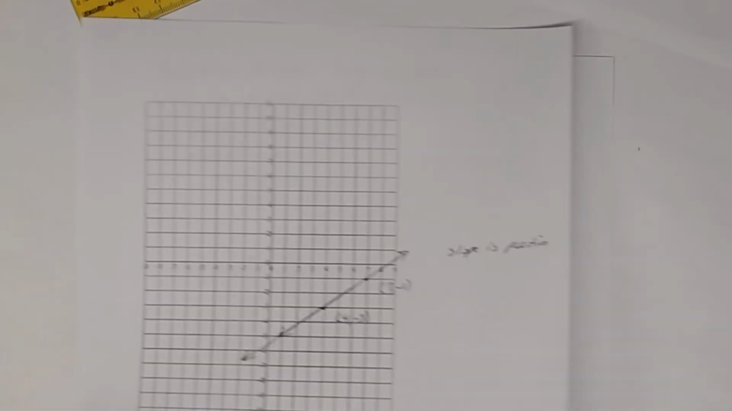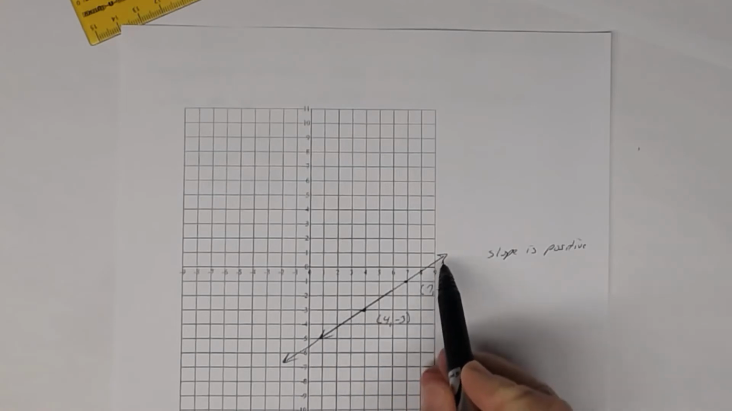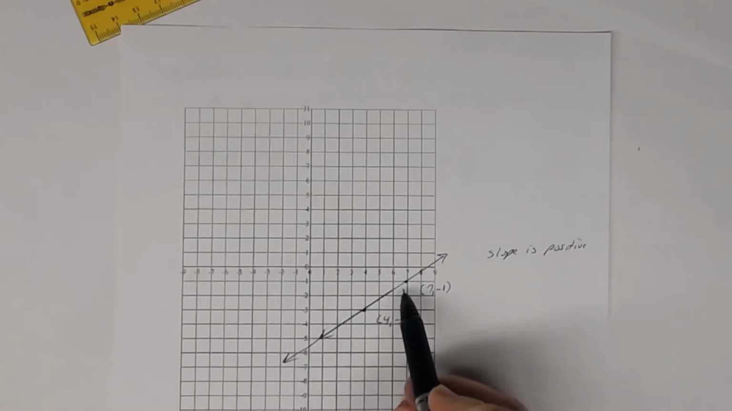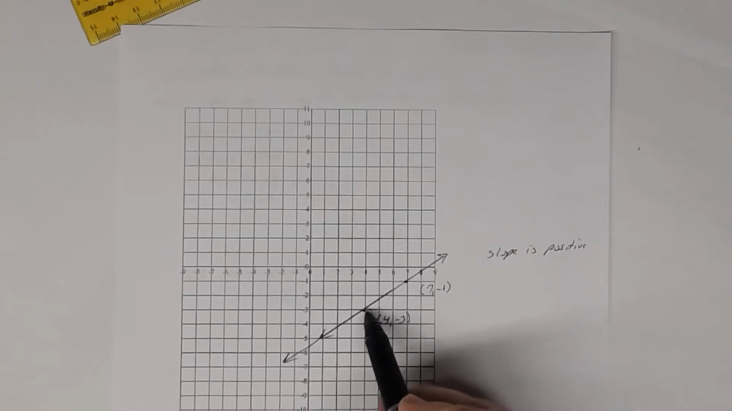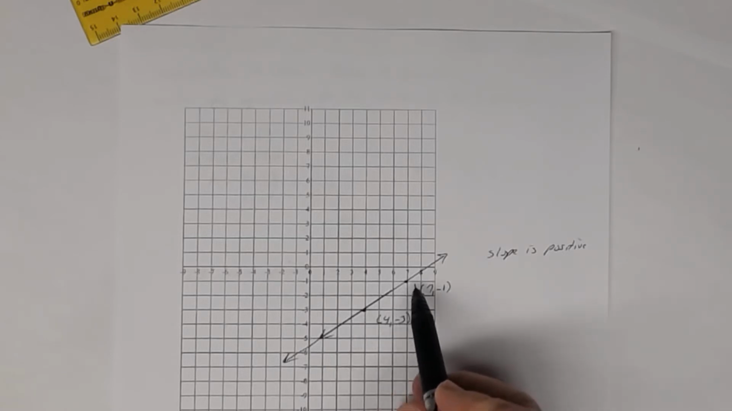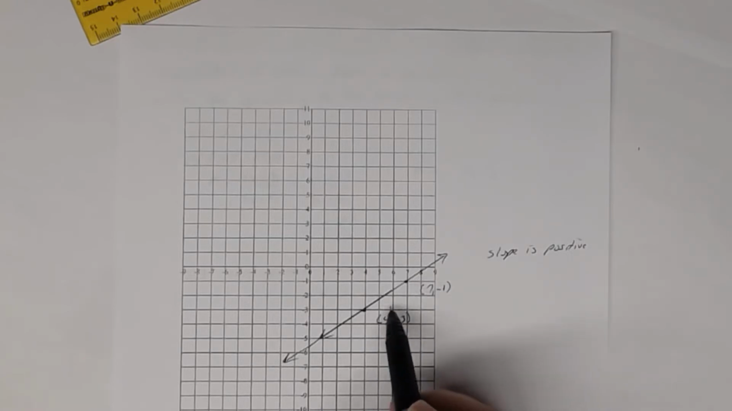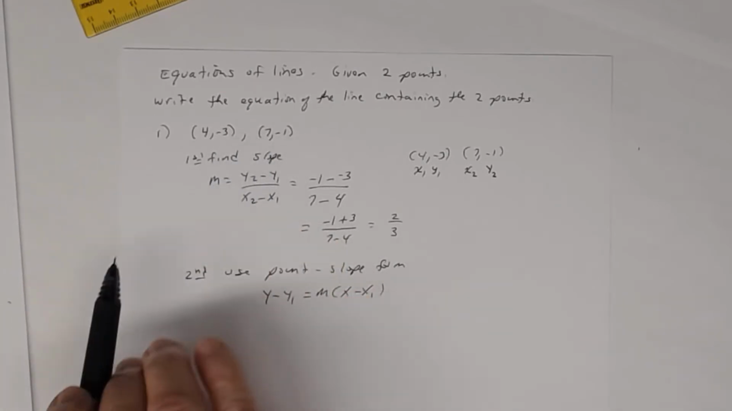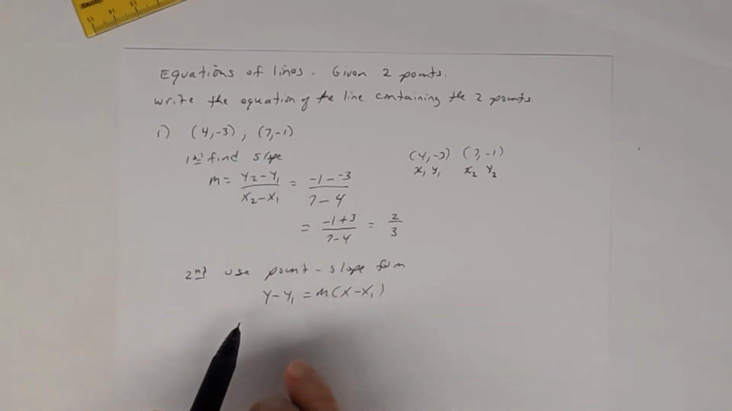Now remember, this line has an infinite number of points, right? I know the coordinates of 2 of them: this point, (7, -1), and this point, (4, -3). It does not matter which of these you use. You'll still get the same equation in slope-intercept form.